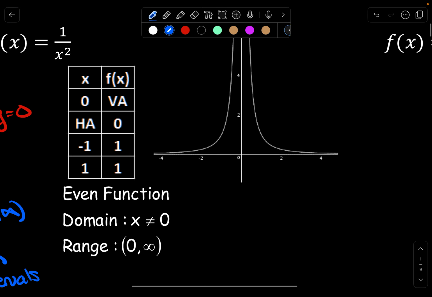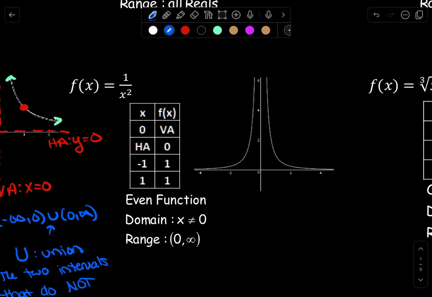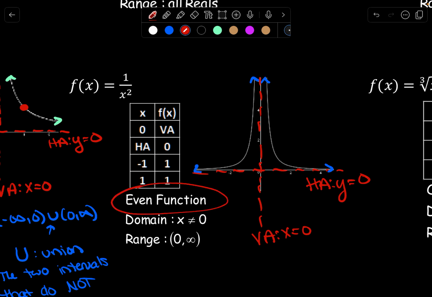a lot. All right, for this one we have 1 over x squared. So now this one will also have a vertical asymptote and a horizontal asymptote, and they will be the same as the previous one. The vertical asymptote is at x equals 0. Horizontal asymptote is at y equals 0. This one is an even function. Because it has that reflective symmetry about the y-axis, we're able to close it like a book, and it will overlap itself. The domain is all real numbers except for when x equals 0, so x cannot equal 0.